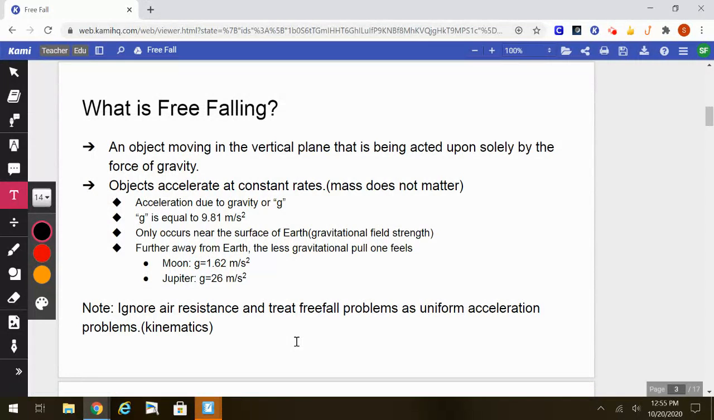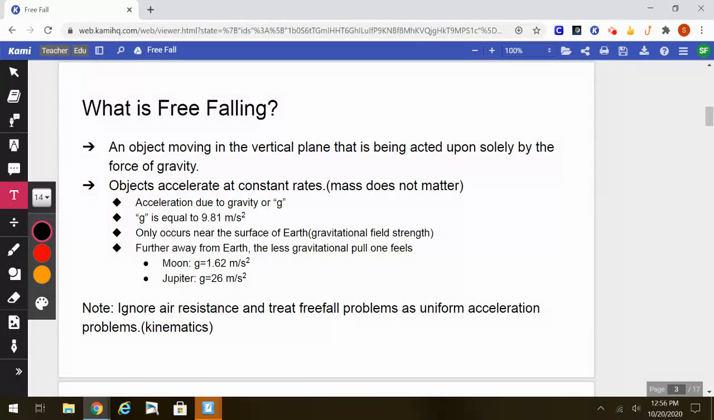So what is free falling? Free falling is an object moving in the vertical plane that is being acted upon solely by gravity. So the vertical plane, we're talking about up and down, right? Objects accelerate at constant rates. Mass does not matter for this. So we have acceleration due to gravity, which we denote with a little g. Little g is equal to 9.81 meters per second squared.